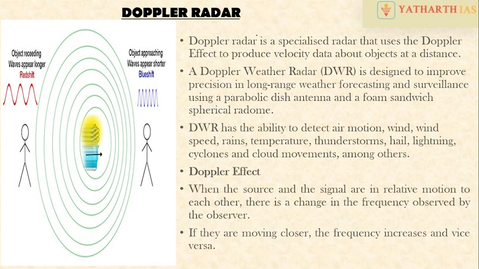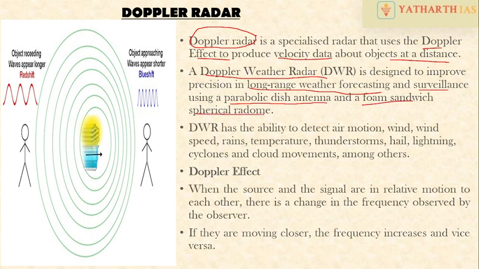So Doppler radar is a specialized radar that uses the Doppler effect to produce velocity data about objects at a distance. The Doppler weather radar is designed to improve precision in long-range weather forecasting and surveillance using a parabolic dish antenna and a foam sandwich spherical radome. So the Doppler weather radar has the ability to detect air motion, wind speed, rains, temperature, thunderstorms, hail, lightning, cyclones, and cloud movements, among others.